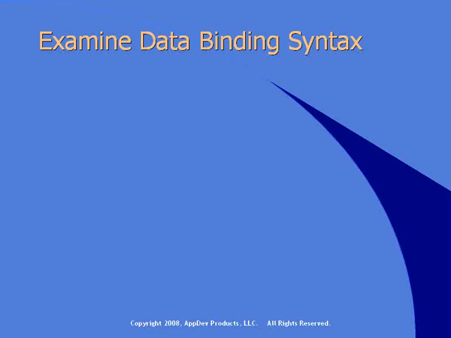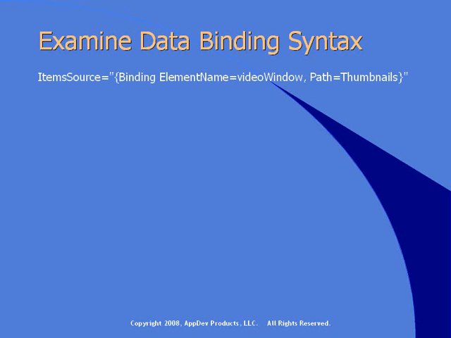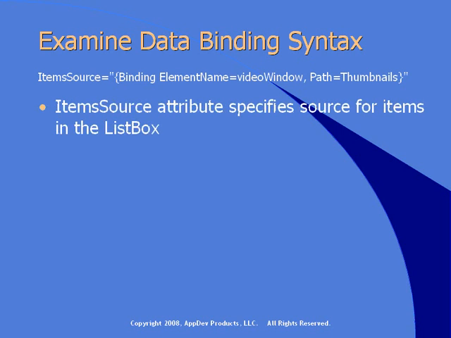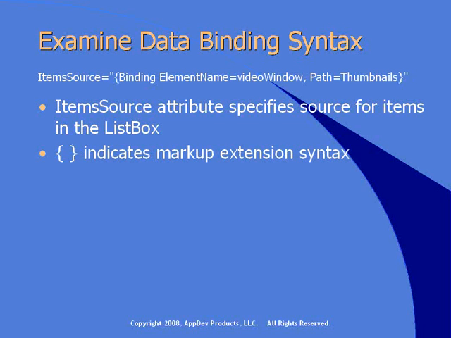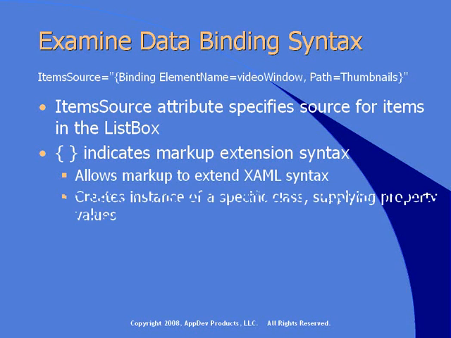Before we go any farther, let's review the data binding syntax. It looks something like this in our markup. Here, the ItemSource attribute specifies the source for items in the list box. The curly braces indicate markup extension syntax, such that what's inside needs to be evaluated to determine what the ItemSource actually is. It allows markup to extend the standard XAML syntax, and it creates an instance of a specific class supplying property values. In this case, the class is the Binding class.